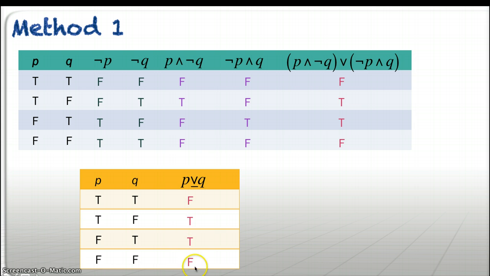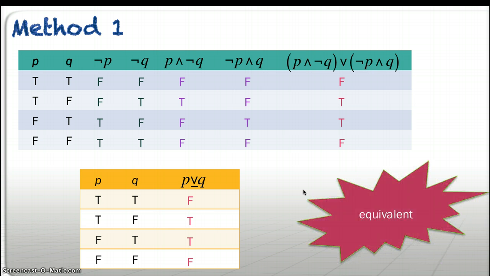Now, if we take a look at the last entries of both tables, you have F T T F here, and the last entries of this other table are the same, F T T F. So we can say that these two are logically equivalent, or equivalent. So they are equivalent.